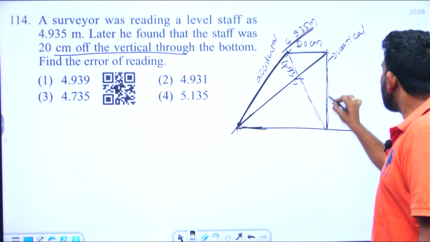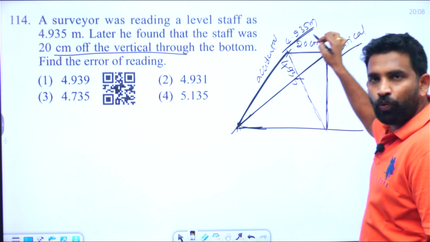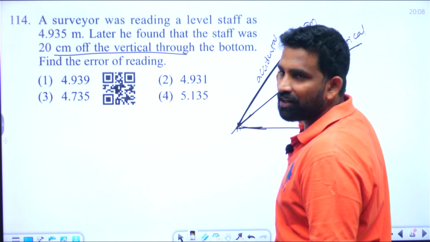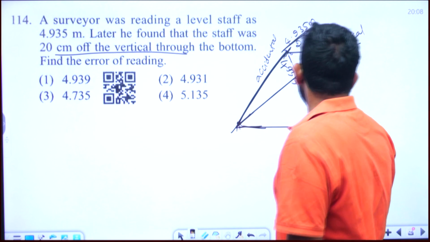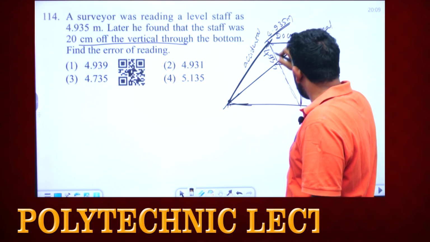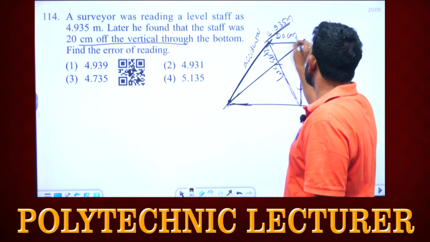Now how do we get the error of the reading here? The error will be the exact reading, that means whatever he was supposed to take when the staff is vertical, minus whatever reading he is taking from this direction. So now we have to consider this as the side. We do know the hypotenuse. Both were given: this is 4.935 meters and this is 0.2 meters.